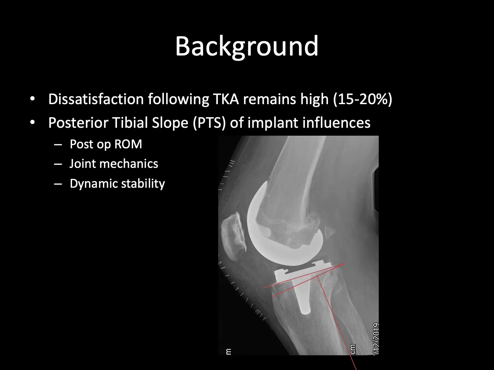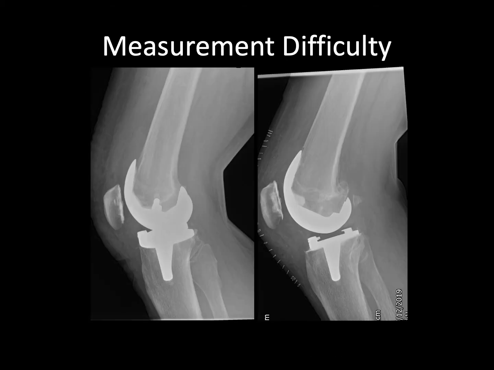So despite advances in component design throughout the years, dissatisfaction following total knee arthroplasty remains quite high, and although this is multifactorial in nature, we know that posterior tibial slope has an influence on several factors which can lead to poorer patient outcomes. Measurement of the posterior tibial slope can be challenging on rotated lateral knee radiographs, such as the image that you see on the left.